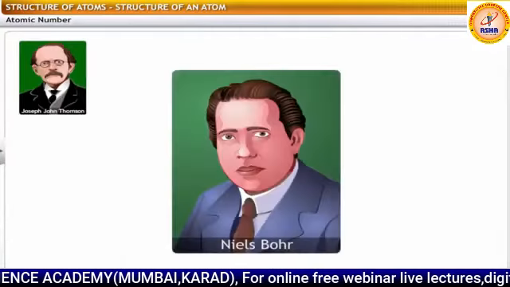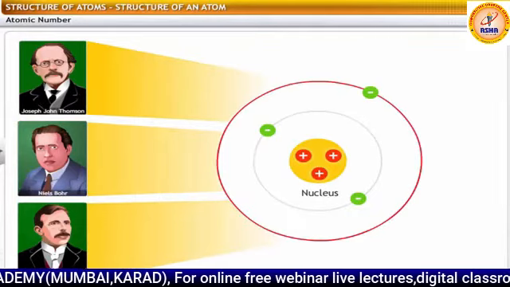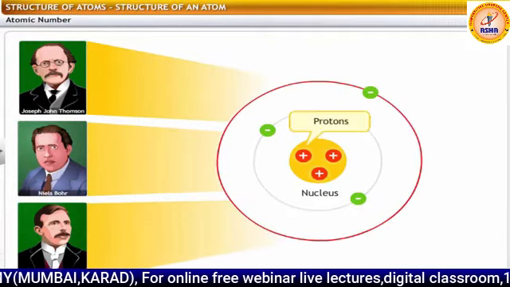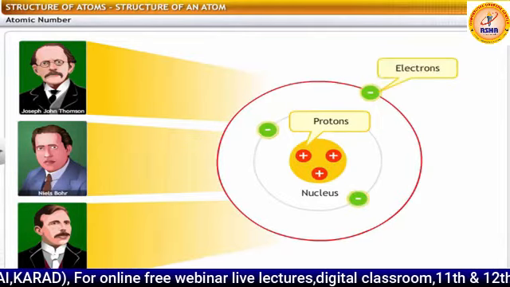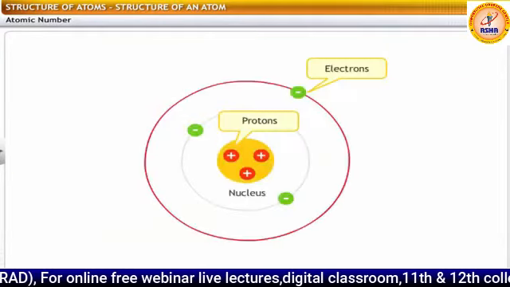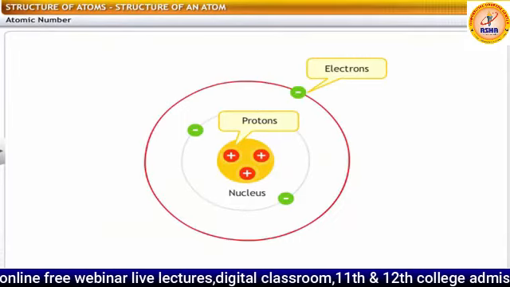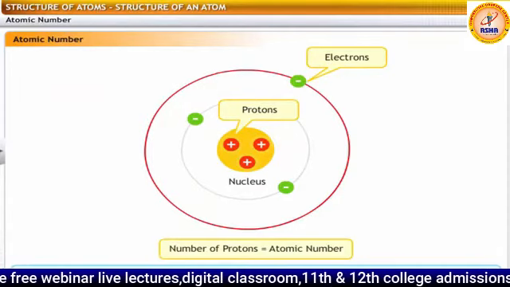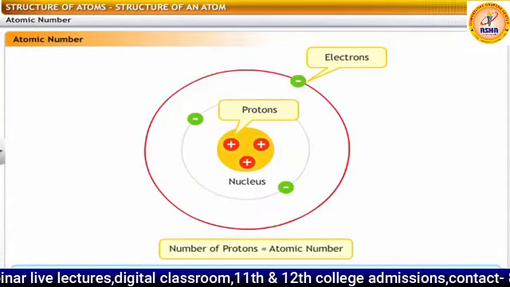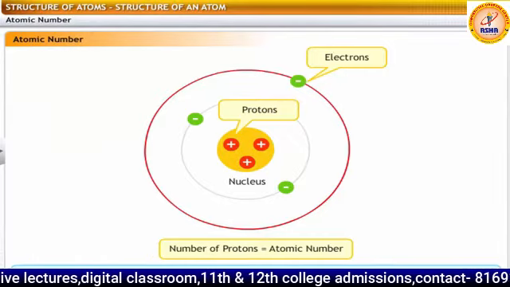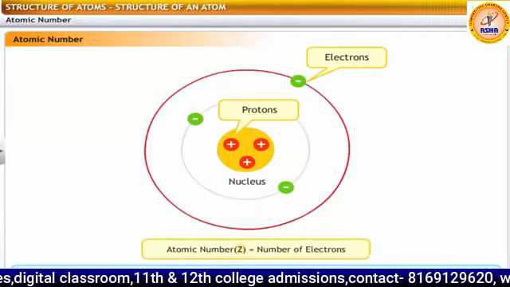Scientists propose that an atom is made of two kinds of particles. The positively charged particles are protons, and the negatively charged particles are electrons. Every atom of an element has a fixed number of protons in its nucleus. This fixed number of protons is referred to as an atomic number. This number is constant for an element. It is represented by the letter Z.